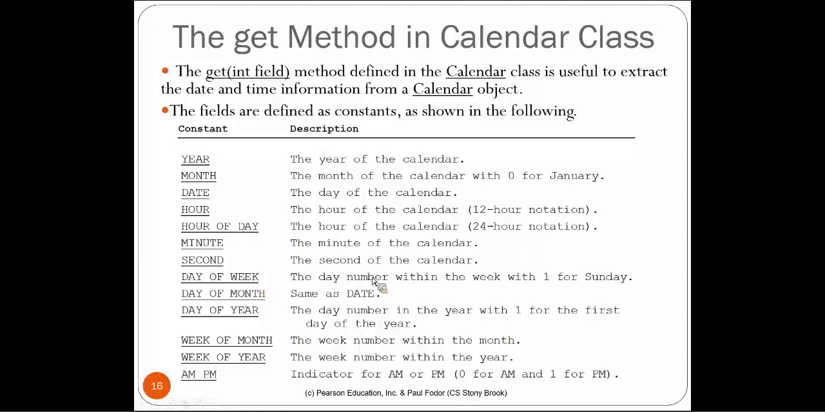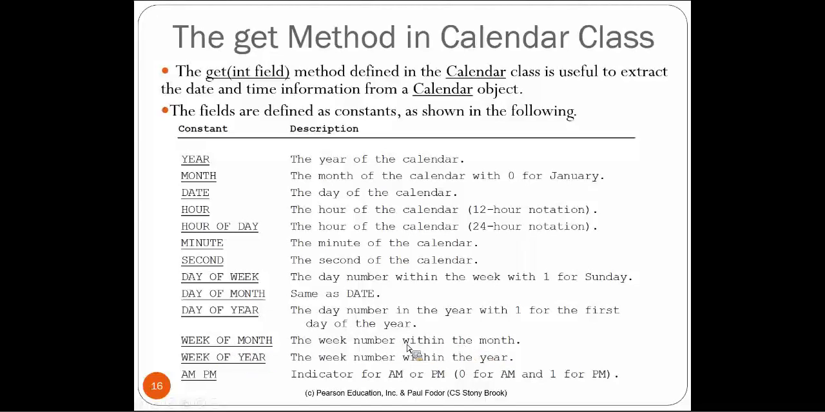DAY_OF_WEEK is the day of the week starting with 1 for Sunday, 2 for Monday, up to 7 for Saturday. DAY_OF_MONTH is the same as DATE. It basically returns the date of the current calendar with 1 for the first day, 2 for the second day, and so on. DAY_OF_YEAR is a number of the year with basically how many days have passed from the beginning of the year of that calendar. Again, it starts with 1 for the first day of the year. WEEK_OF_MONTH is the number of the week within the month.